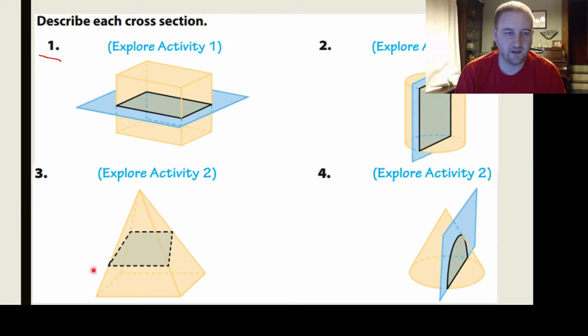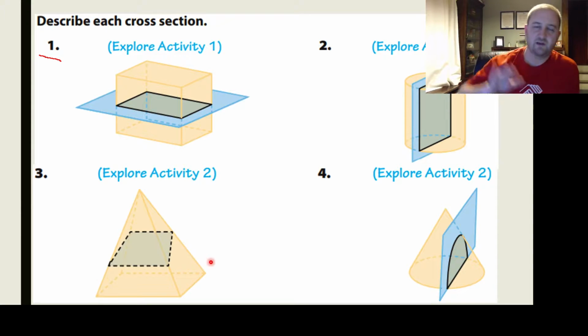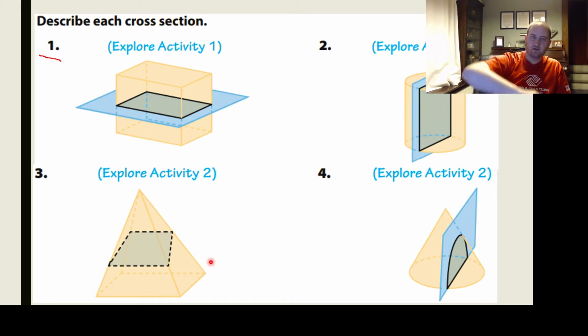Okay, number 3. Here we have a cross section that we can see. We've got a pyramid, and the cross section is going up at an angle, right? So this forms a trapezoid. Okay, and then 4, we've got a cone here, and we've got our cross section going perpendicular with the base, but it's kind of going down on the side like that. In this case, this is a semicircle. A semicircle. Okay.